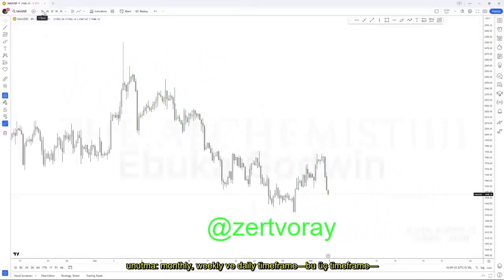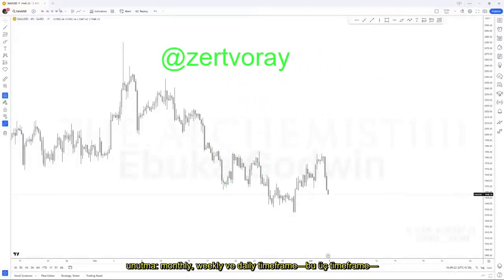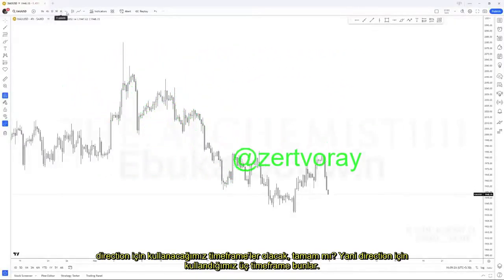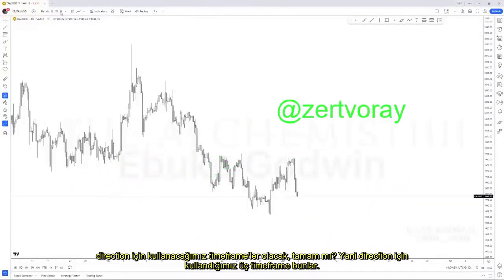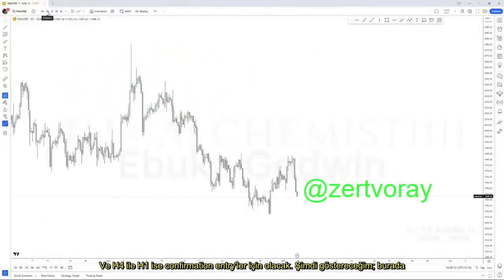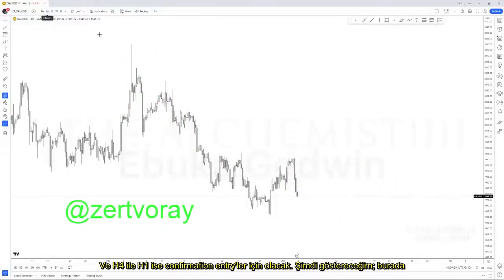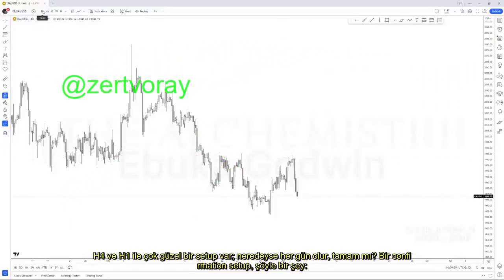and the H1. Now remember, monthly, weekly, and daily: these three time frames are what we use for direction. And then the H4 and the H1 will be for confirmation entries. I'll show you, there's a very nice setup with H4 and H1 that happens almost on a daily basis.